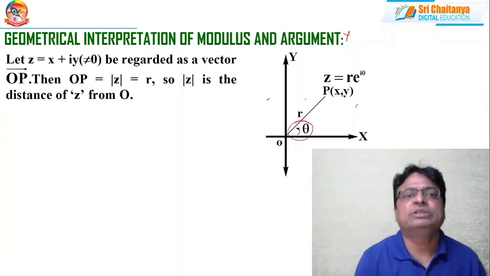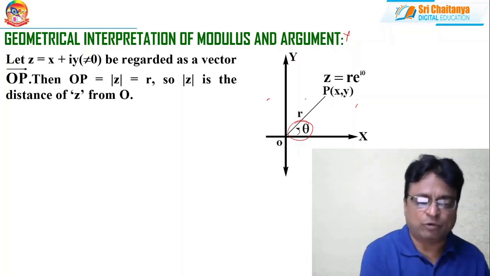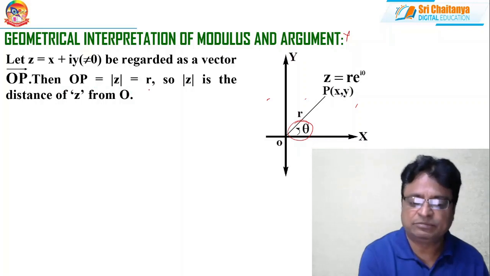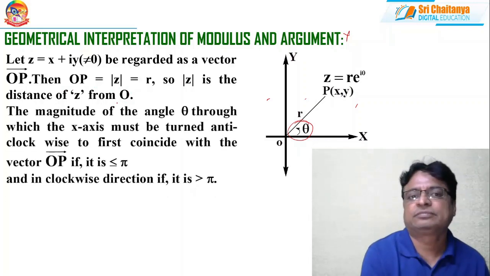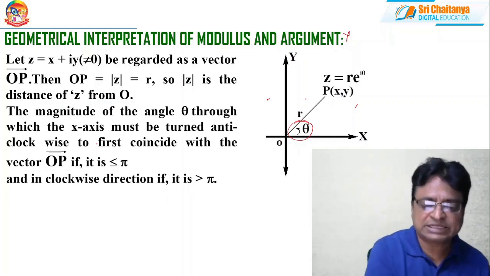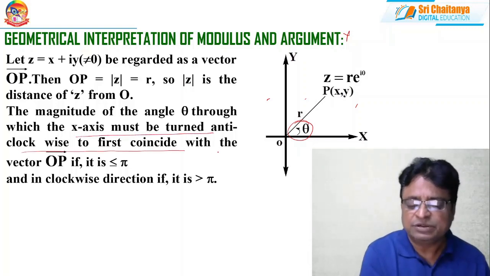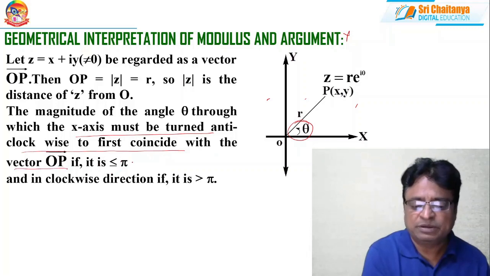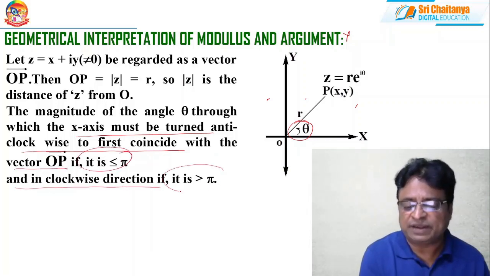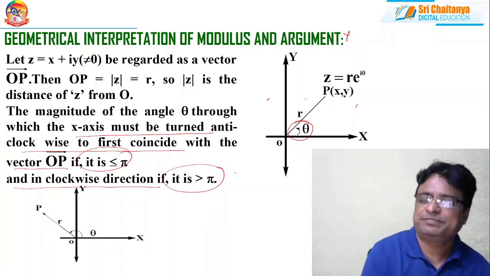Now z is equal to x plus iy, which is a non-zero complex number, the vector OP, and OP is equal to mod z, which is equal to r. So mod z is the distance of z from O. The magnitude of the angle theta is the angle through which the x-axis must turn anti-clockwise to first coincide with the vector OP bar if it is less than or equal to pi, and in the clockwise direction if it is greater than pi. Clear? So my friends, this is the situation.